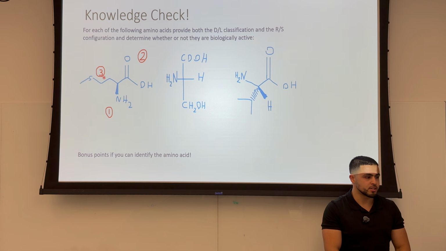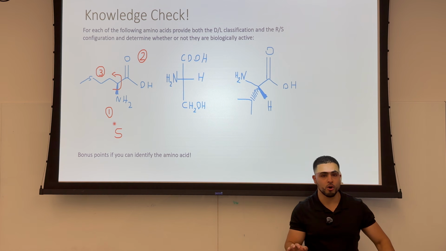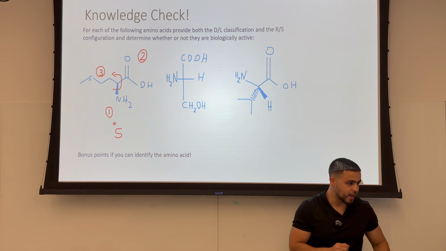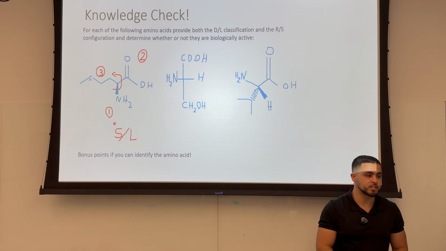Okay, so now this is number 3. So you're rotating in this direction. In other words, you're going counterclockwise. So this is the S amino acid. And then recall how we said all S amino acids, with the exception of cysteine, are also L amino acids. So it is indeed biologically active.